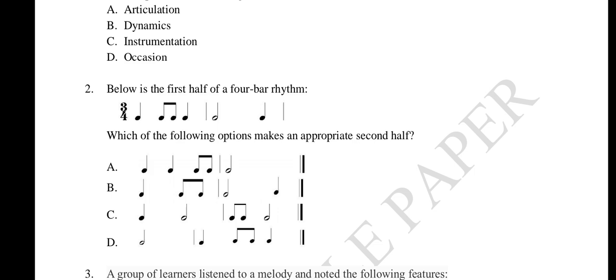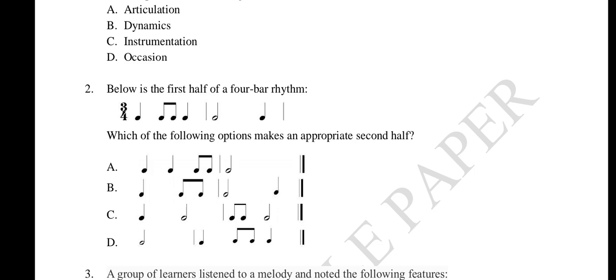Then below is the first half of a four-bar rhythm. Which of the following options makes an appropriate second half? Look at it. 3/4 time signature, which means 3 beats per bar. Let's go to number 1. A, 1, 2, 3. That one is not correct. It is very correct, but now look at the last bar. 1, 2. A minim has 2 beats, so that one is wrong.